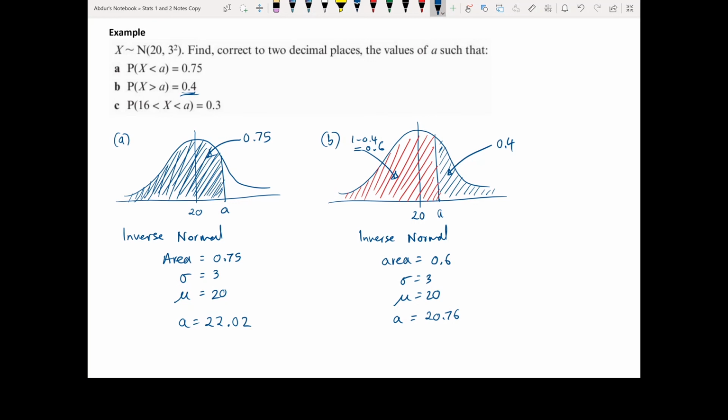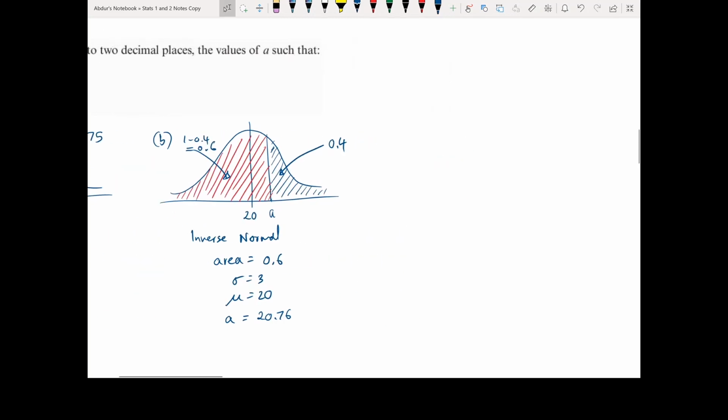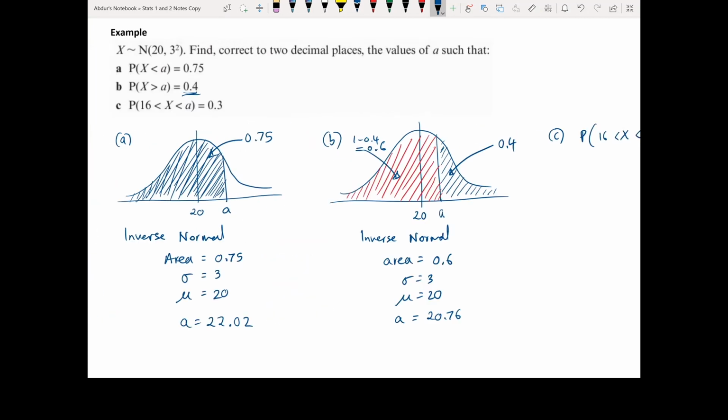And lastly, we want to work out the value of A such that the probability of X greater than 16 and less than A is 0.3. Probability of X greater than 16 and less than A is equal to 0.3.